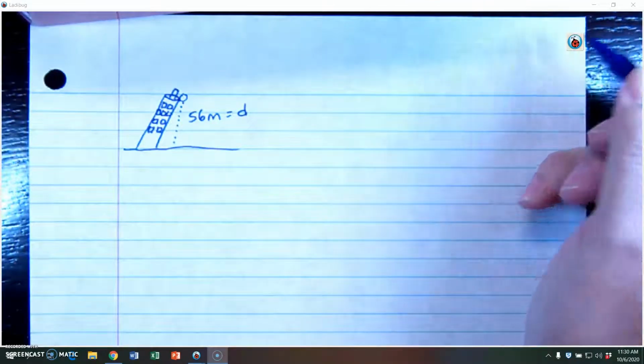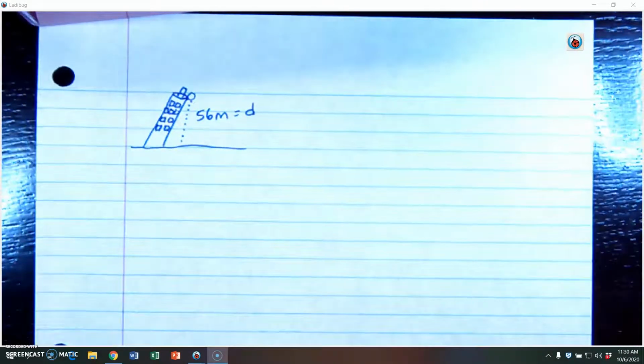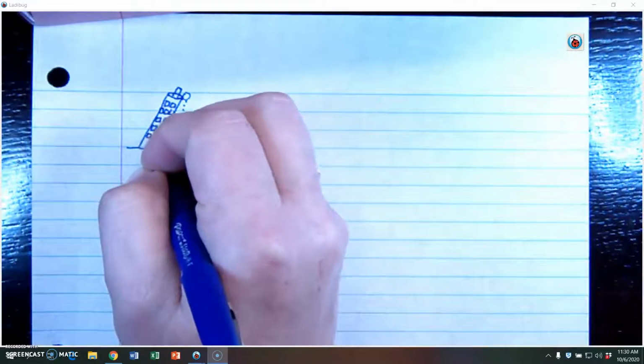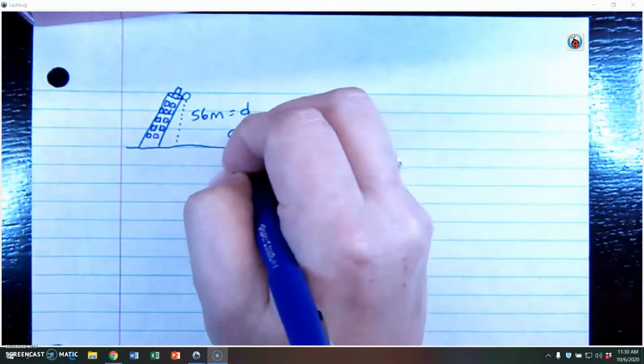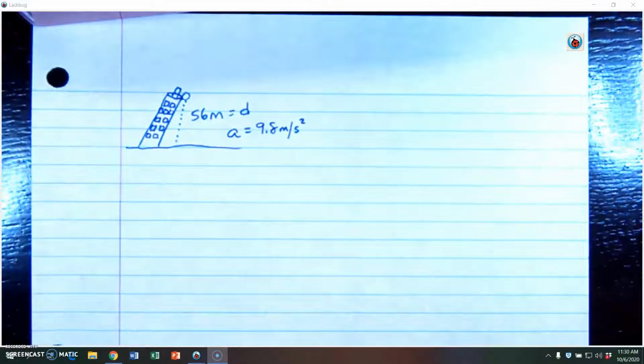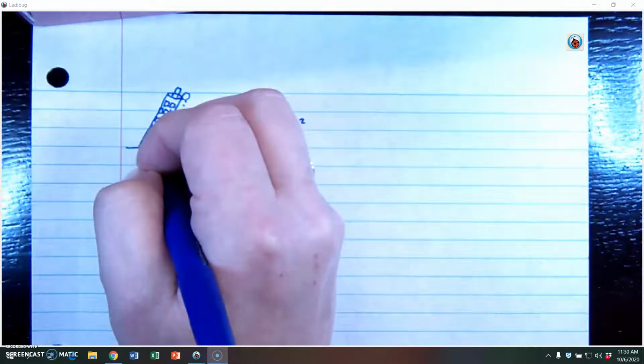That makes it a little bit difficult, right? But we know something else about this basketball. We know that it's falling. And so when something is falling, we know that it is accelerating at a rate of 9.8 meters per second squared. So we have a, and we have distance.